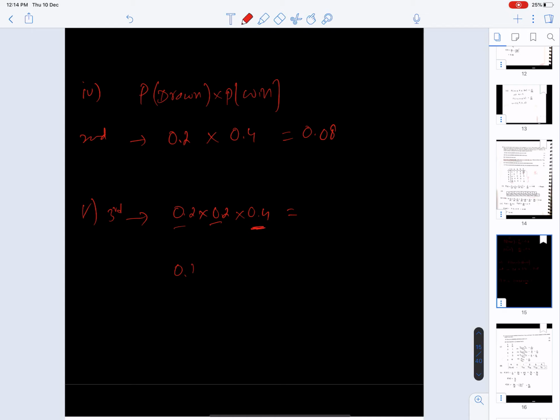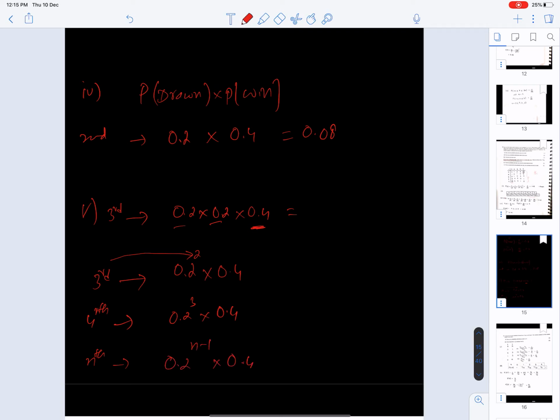If you want to write this as a formula, it will become 0.2 power 2 into 0.4. So third choice means this 0.2 must have power 2. Similarly, for the fourth choice, the power should be 3 and then 0.4. For the nth choice, the power should be n minus 1, times 0.4. So this is the answer of the last part, the nth choice.